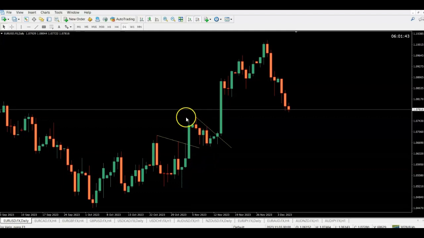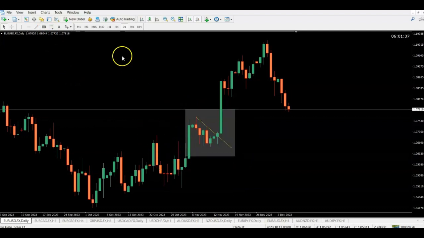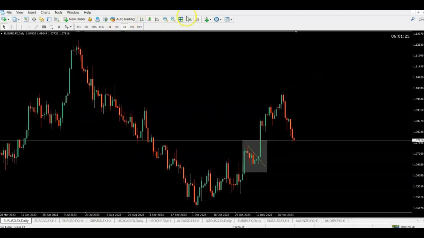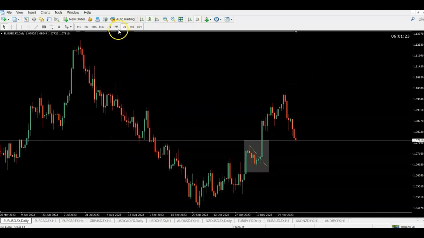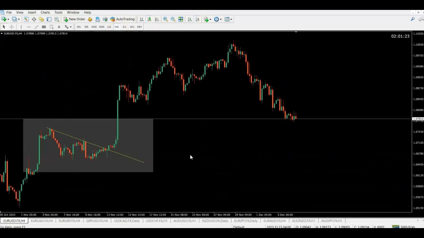Let's focus in on this area real quick. Let's take this one out, and we're on the daily. We see the market pulling back, and now we are looking into potentially going in for a buy. So let's go down to the 4 hour time frame.